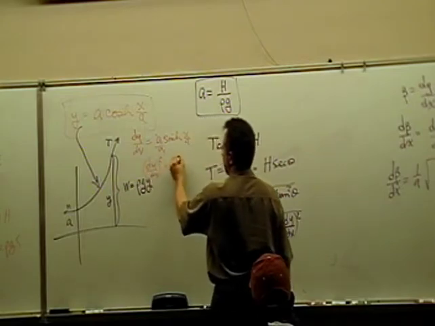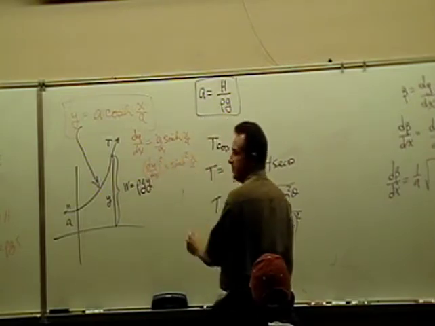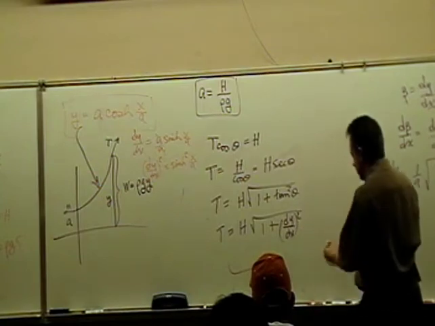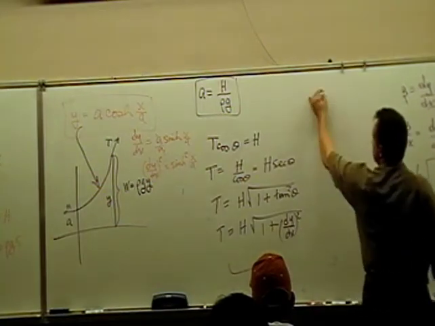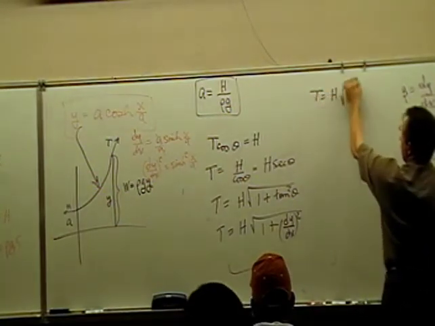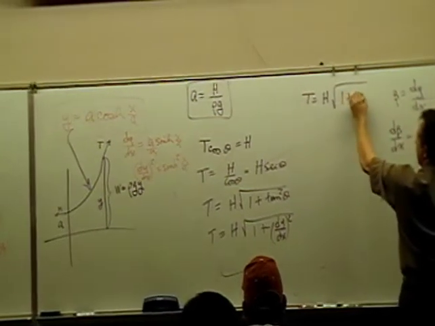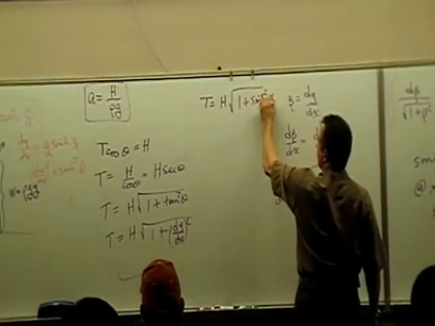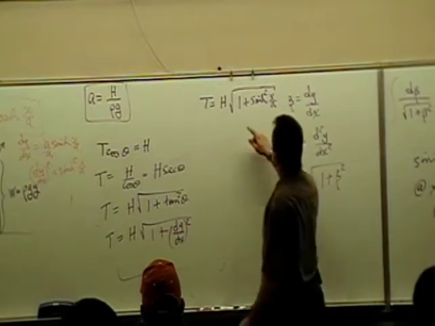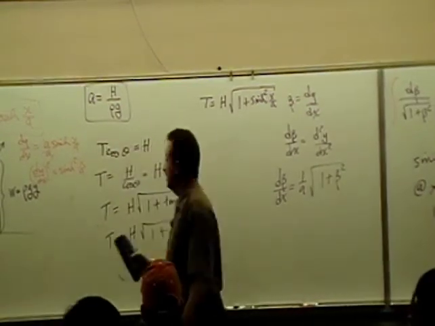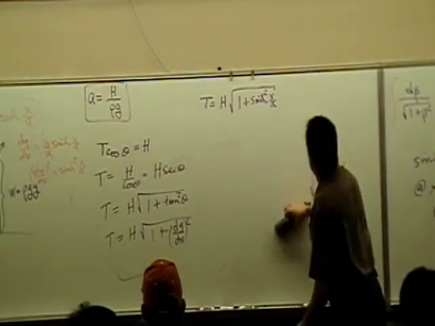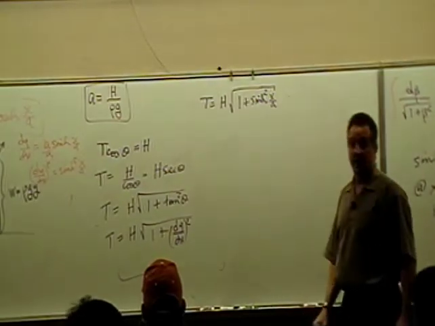You get the hyperbolic sine squared of x over A, don't you? Plugging that into here, look what I get, folks. Tension equals H square root of 1 plus the hyperbolic sine squared of x over A. And what is 1 plus the hyperbolic sine squared? It's the hyperbolic cosine squared.